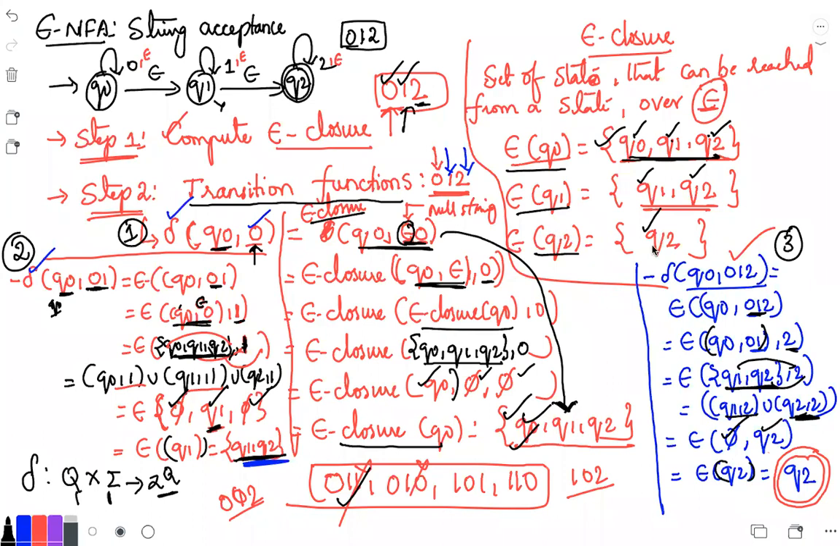What is epsilon closure of Q2? The state Q2. What is the Q2? It is the final state. So in our NFA, Q2 is the final state. See, if you take the input 0, 1, 2, ultimately you are reaching the final state. There's nothing you can traverse more because the input is 0, 1, 2 itself. So I'm taking 0, 1, 2, I'm reaching the final state.